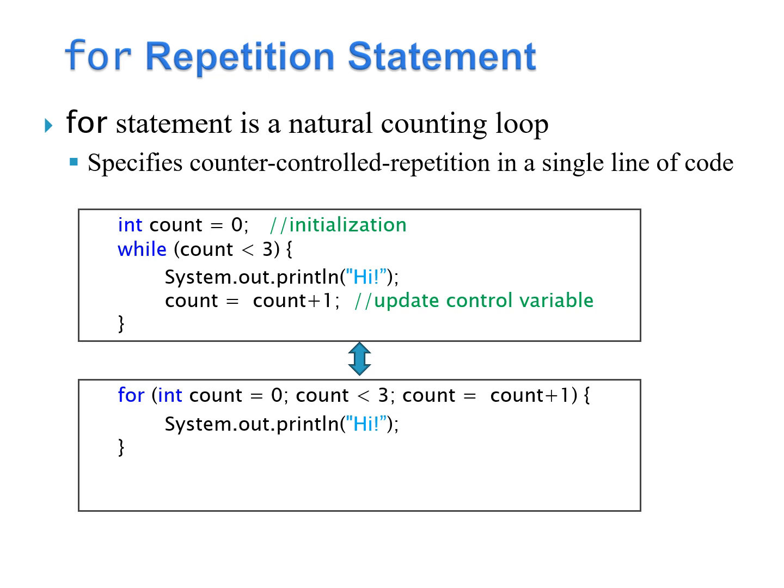Let's start with the for repetition statement. The for statement is a natural counting loop. It specifies a counter-controlled repetition in a single line of code. Recall that this code with the while loop is a counter-controlled repetition, with variable count being used as the control variable. This counter-controlled repetition code is equivalent to this for loop, which combines the initialization code before the while loop and the code that updates the control variable into the same line of code that contains the loop continuation condition.